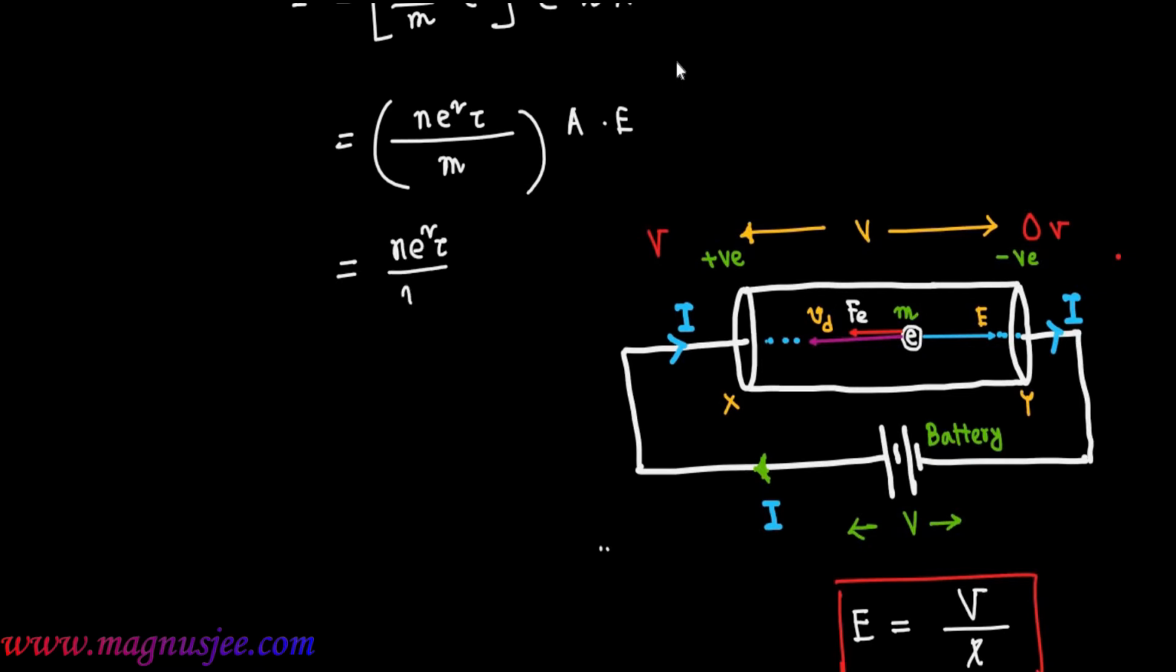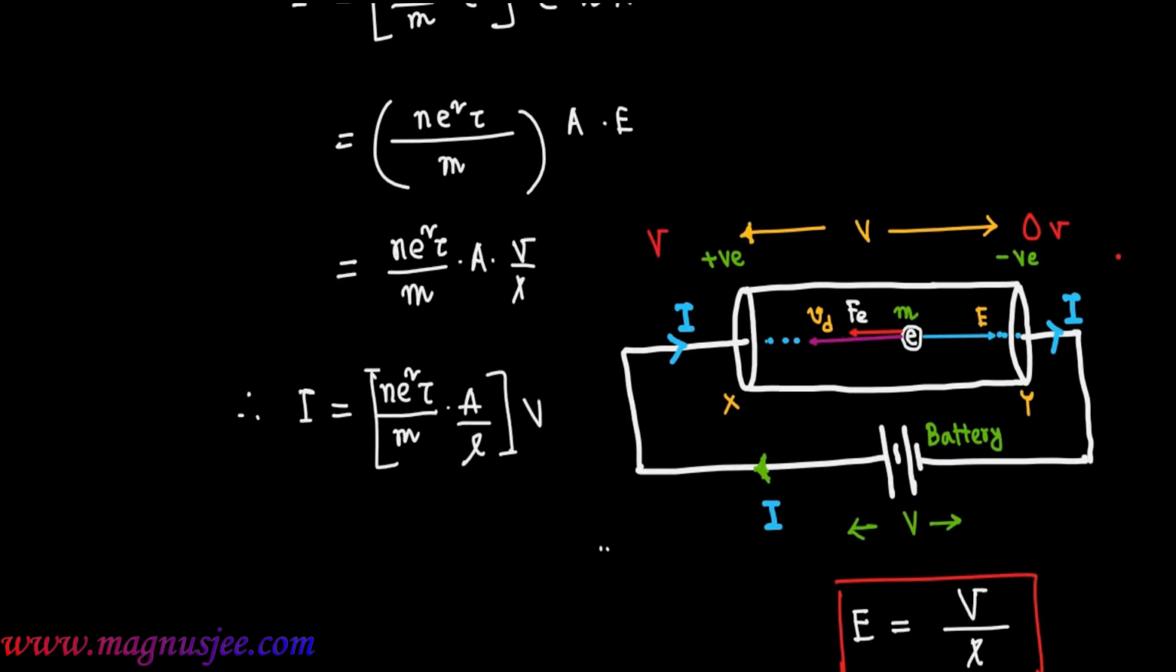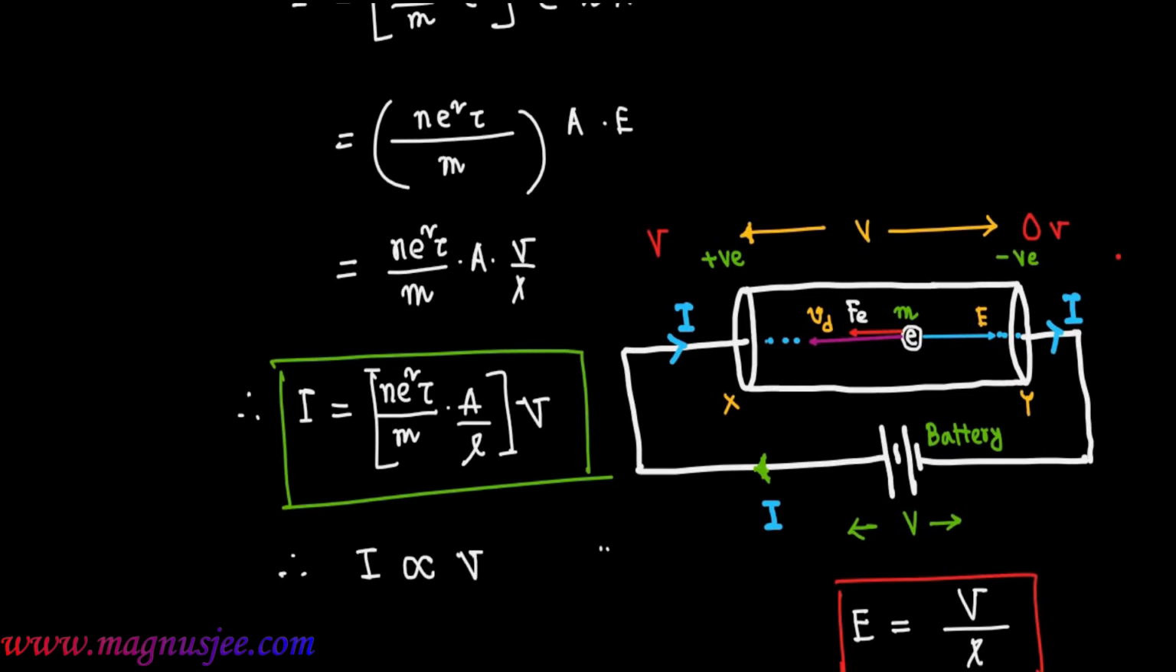Therefore, the expression of current I will be n squared tau divided by m, A by L, dot V. We get the expression of current I in terms of V, and therefore you can say that I is proportional to V, as n, e, tau, m, A, L are all constant. That means electric current flowing through the conductor will be directly proportional to the potential difference V. I proportional V, this is Ohm's law.